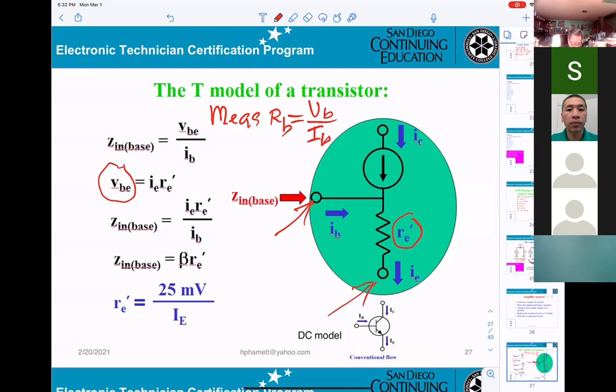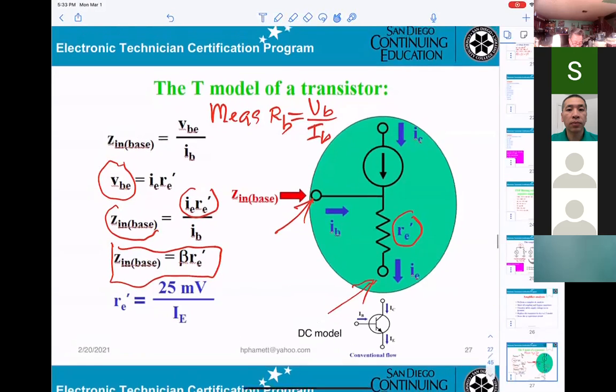And then they can say, okay, RIN at the base now will be VBE, that means this one here, divided by IB, okay? Or they can give you this formula: beta times R prime E, if you want the input resistance from the base to the emitter. Okay, any question on this thing?